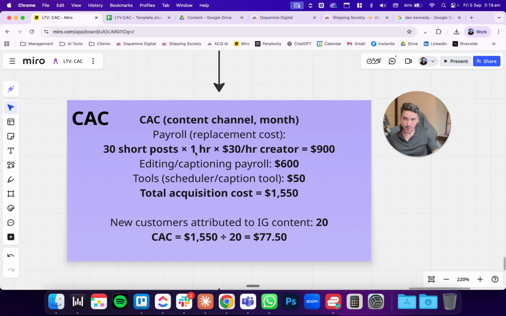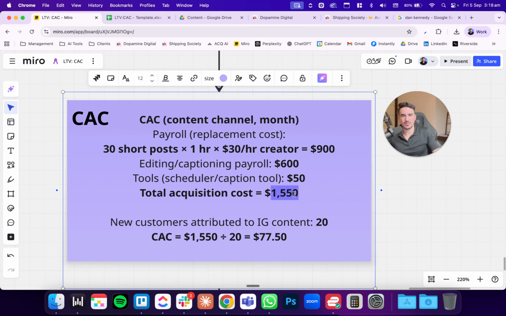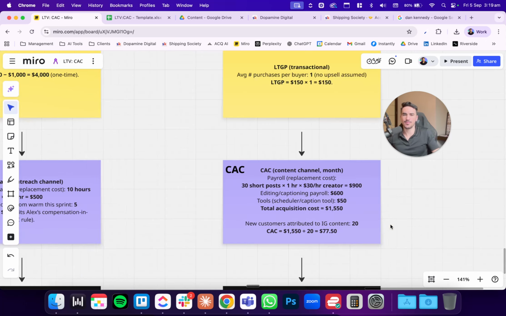So 30 short posts times 1 hour times $30 an hour for the creator equals $900. Editing, caption, payroll, tools, scheduling tools. So the acquisition cost, or the total cost, is $1,500. Now, new customers attributed to the Instagram content, let's say we've got 20. So you go 1,550 divided by 20 means that each customer costs us $77.50 to acquire.